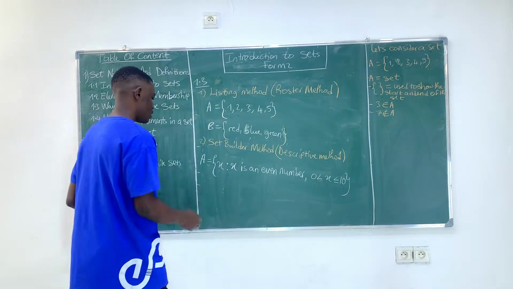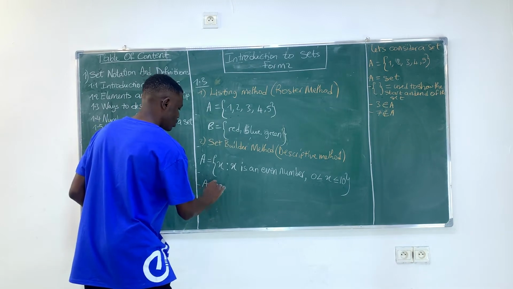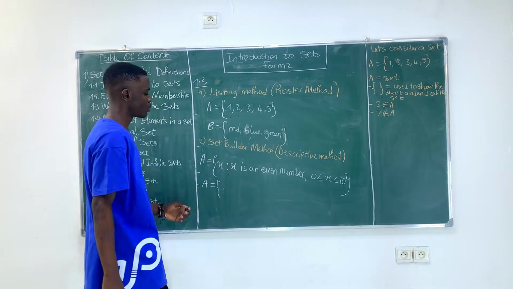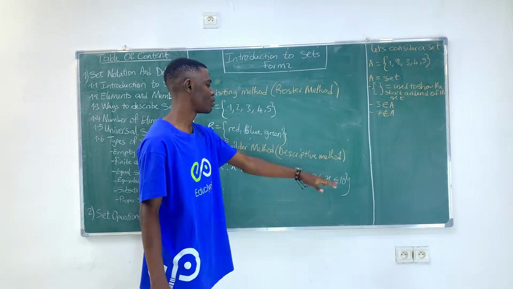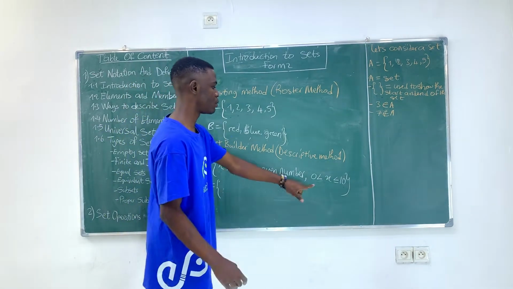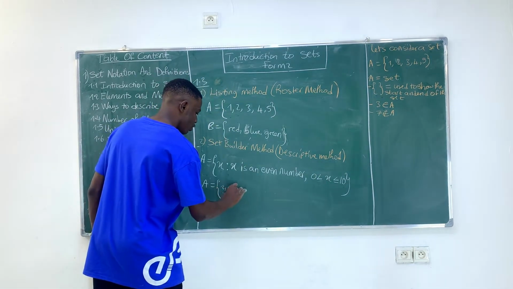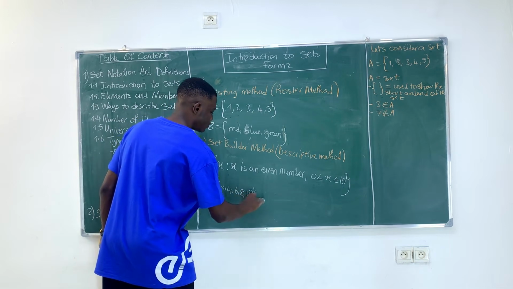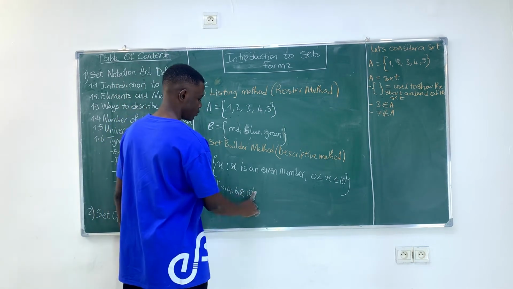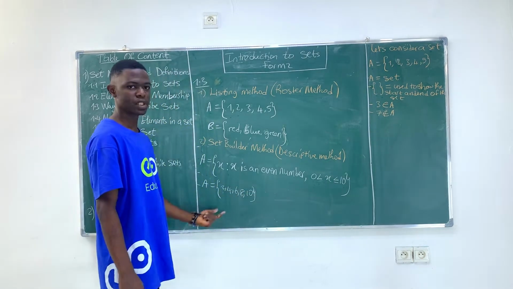So how do you represent it? If you want to write it in this form, how are you going to write it? You're going to say A is equal to x, such that x is an even number from 0 to 10. So what are even numbers from 0 to 10? 2, 4, 6, 8, and 10. So this is a set.